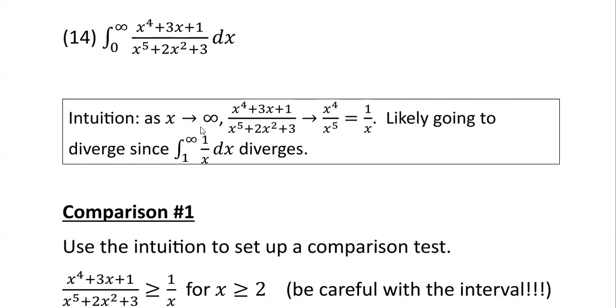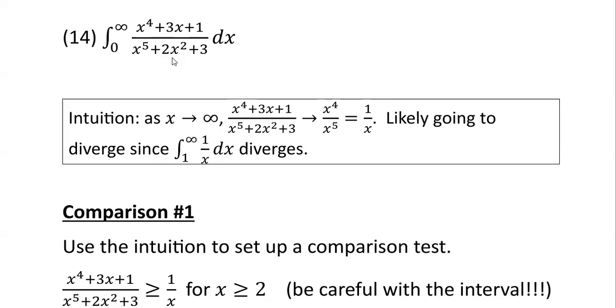So as x approaches infinity, our function is going to behave very similarly to x to the fourth over x to the fifth. Once again, as x keeps getting bigger, the biggest degrees will dominate. Who cares about these lower degrees? So this simplifies to 1 over x. So our function is going to behave very similarly to 1 over x. And we know this integral diverges, so our integral is likely going to diverge as well.